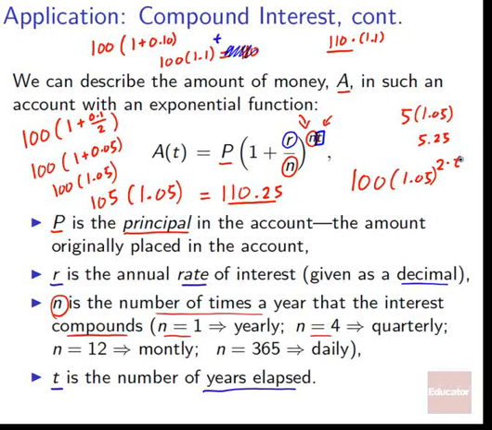And this method continues the whole time, so that's why we've got the divide by n, because the rate has to be split up that many times, but then it also has to get multiplied that many times extra because it happens that many times extra in the year. So that's where we see this whole thing coming from.